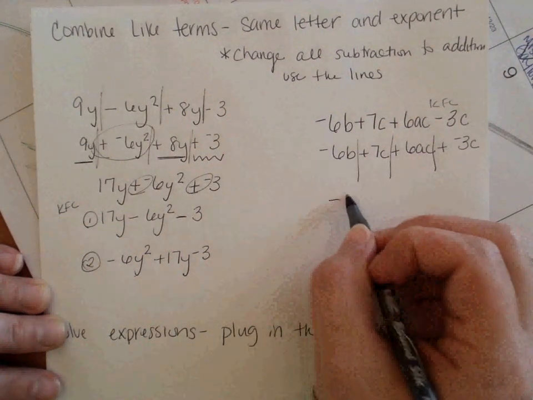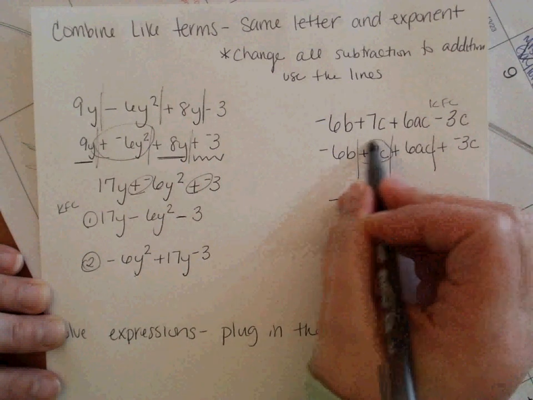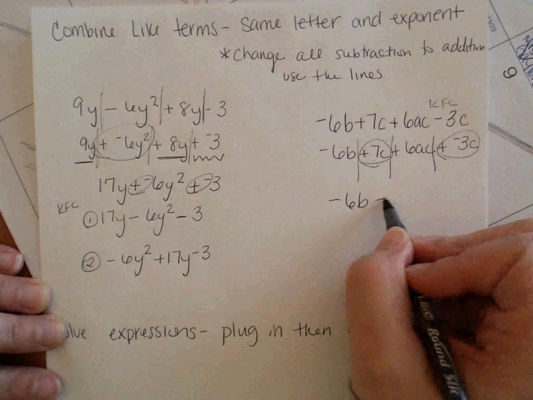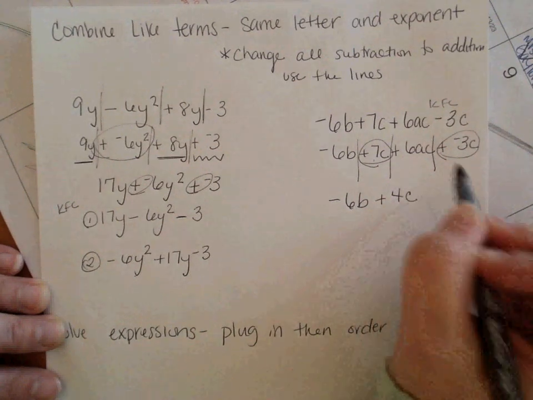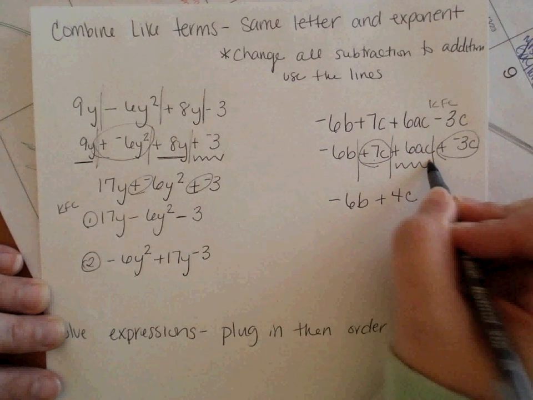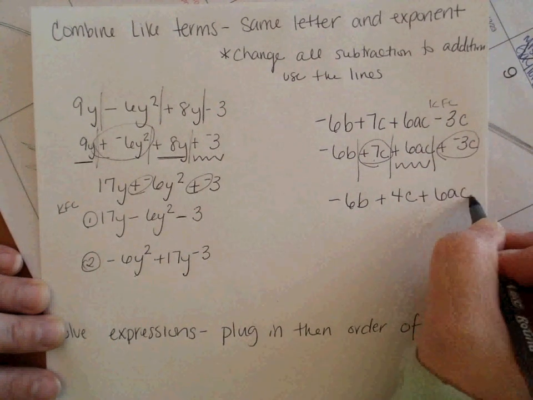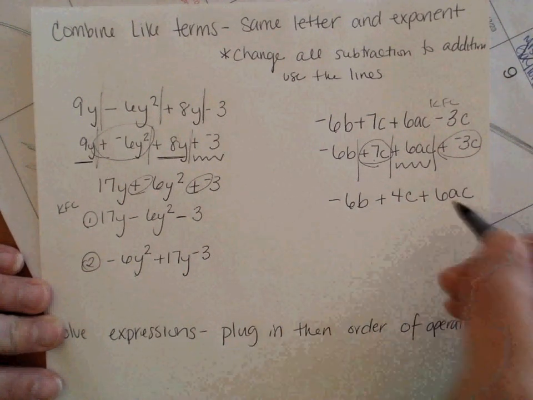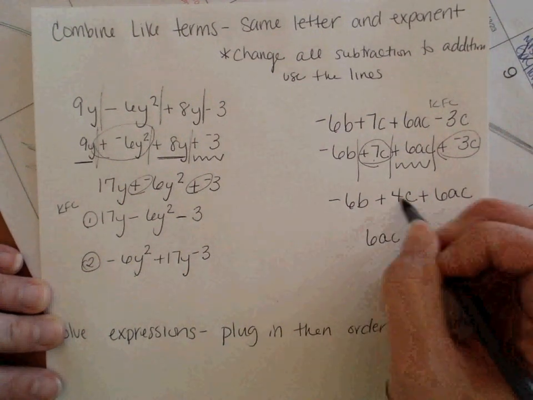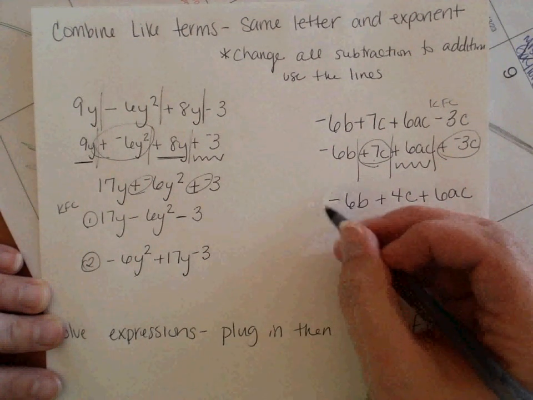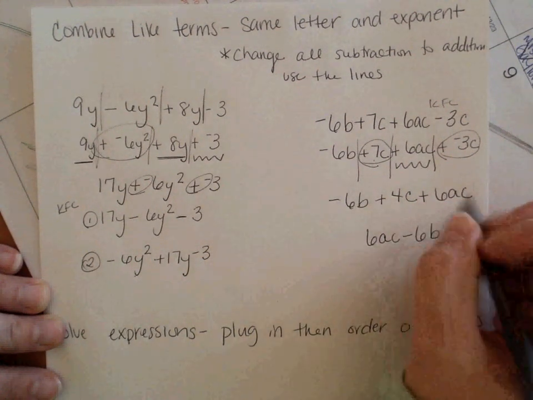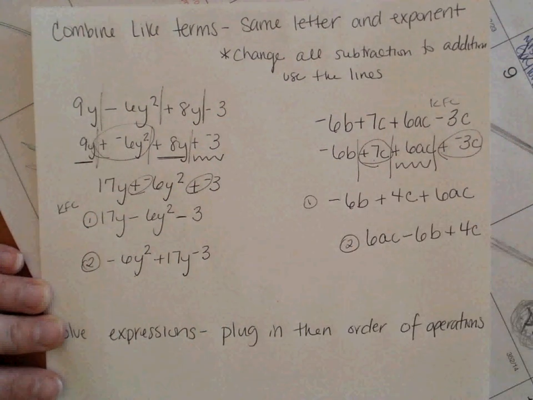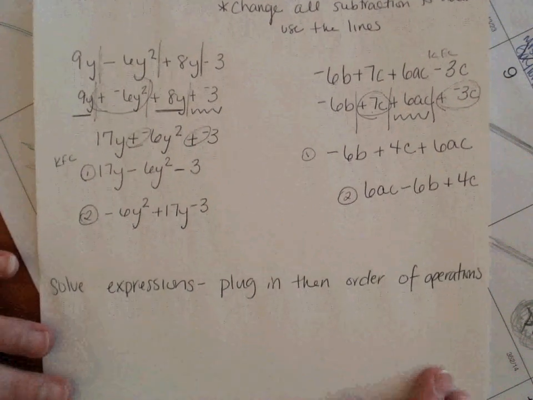Drawing my lines. I can't do anything with my b because I have no other b's. I do have a c here, so 7 plus negative 3 gives me 4, so plus 4c. And I can't put anything with this ac, so I'm going to bring it down, 6ac. You may see an order change in this. Remember, sometimes the order is different. You may see 6ac, and we're going to say, since it's a negative, I'm going to put a minus 6b and bring down my plus 4c. So you may see it more than one way written, and there's even more ways than the two I've given.